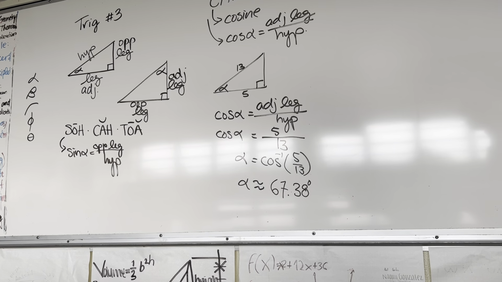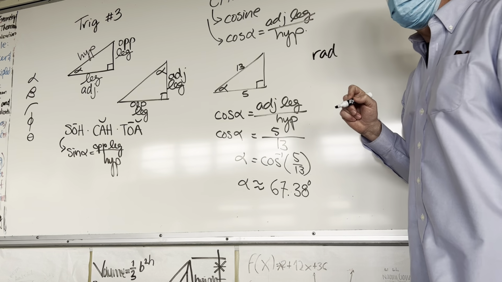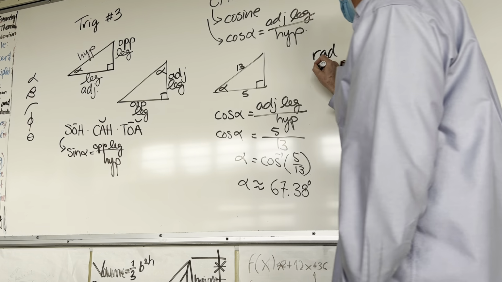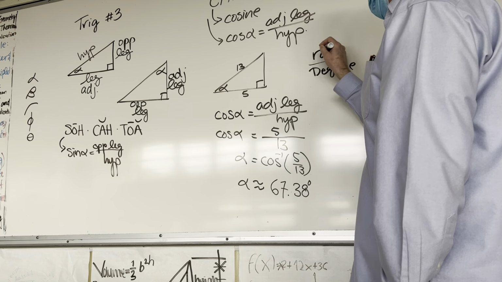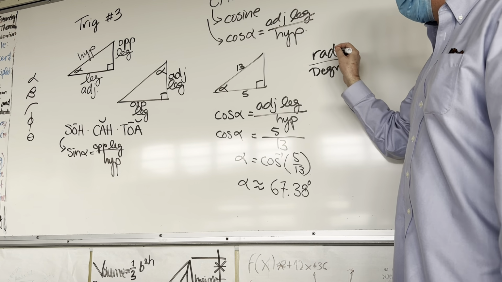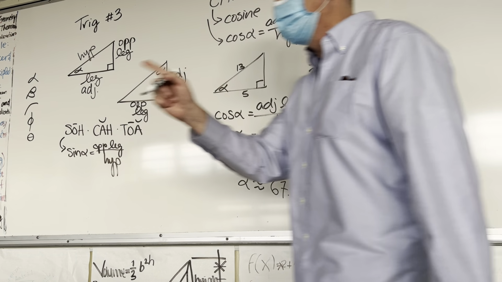5 divided by 13. There's two modes on your calculator. There's rad for radians, which you'll use in algebra 2. We're not going to use that. We're going to use DEG for degree. In my calculator, it's easy to click one or the other. If you're calculating radians, it won't come out right. Did you get this 67.38?